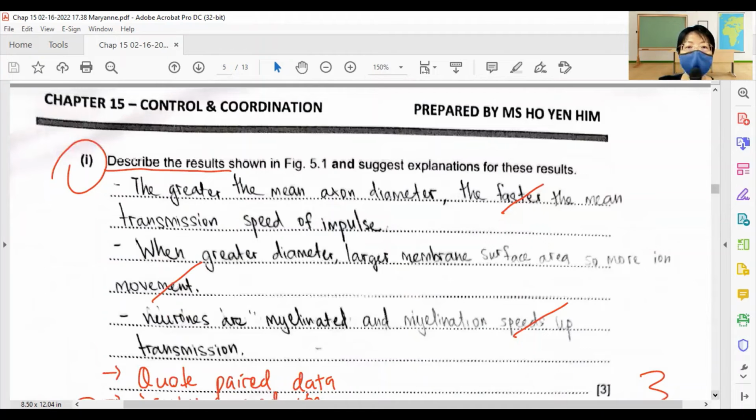So describe the results shown in the figure 5.1 and suggest explanation for these results. So the result you showed just now is that the higher the axon diameter, right, the faster is the rate of transmission, right? So you're supposed to describe the result. So from the figure means you also need to quote figures. Describe the result shown in figure 5.1. You describe overall pattern and then you need to quote the figures. Remember I said, describe overall pattern and quote the figures. Quote the figures means, you see, this student also never quote paired data.